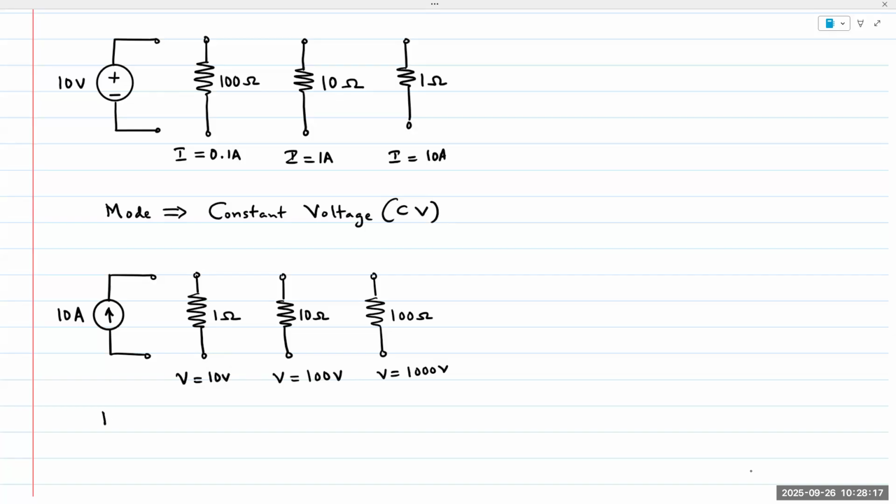And so the mode of operation would be called constant current, or CC.